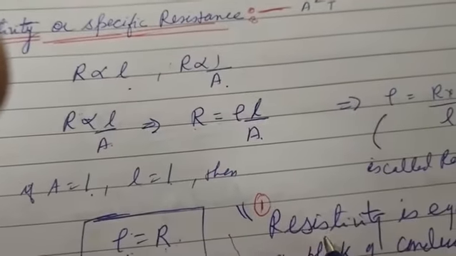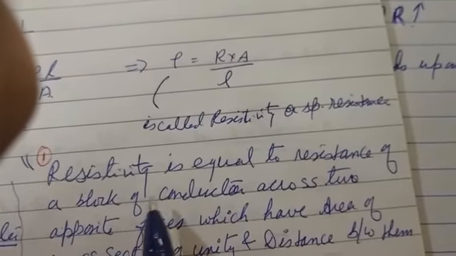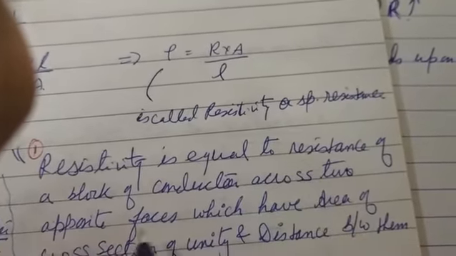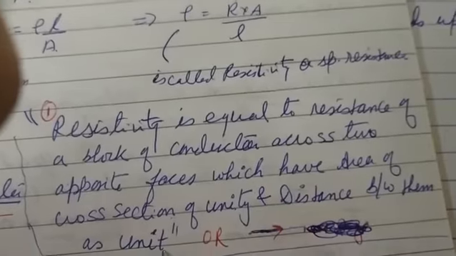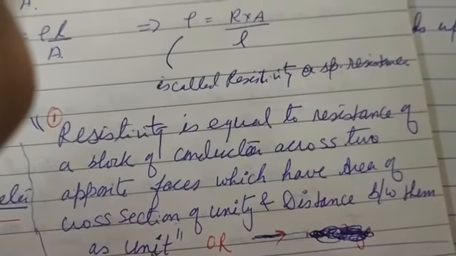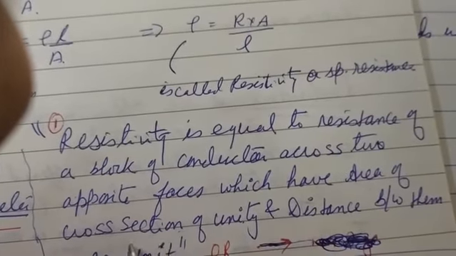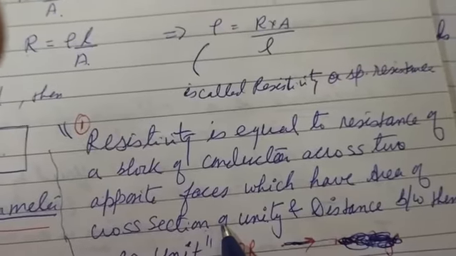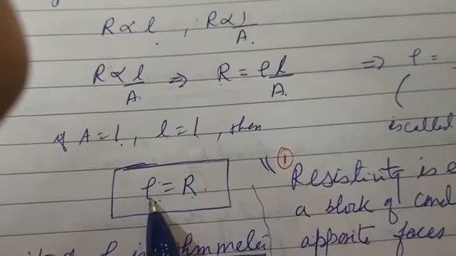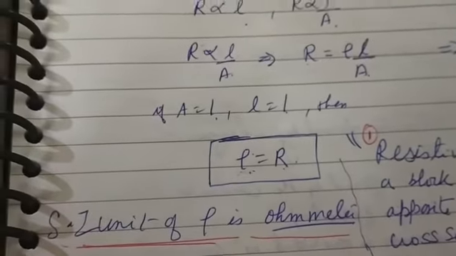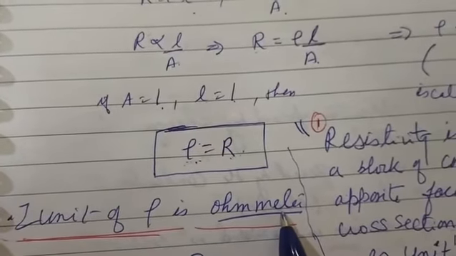So we can say that resistivity is equal to the resistance of the conductor across two opposite faces which have an area of cross section of unity and the distance between them is also unit. Then the resistance offered will be equal to the resistivity. Resistivity is denoted by rho. The SI unit of resistivity, that is rho, is ohm meter.